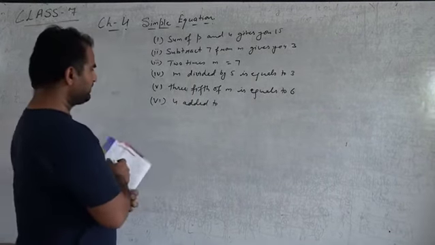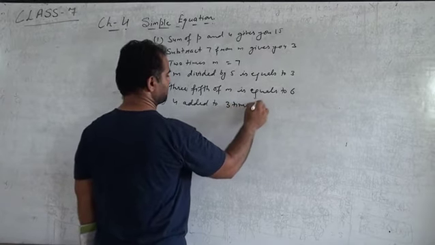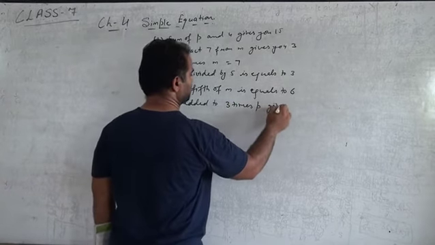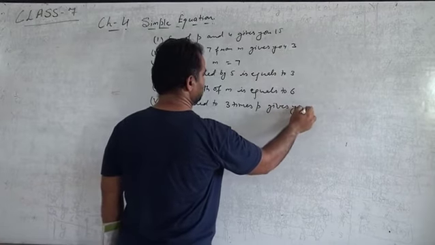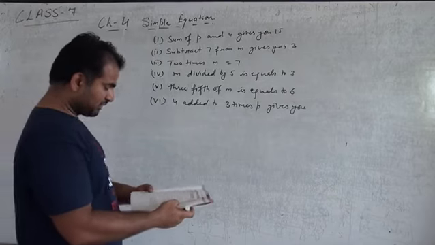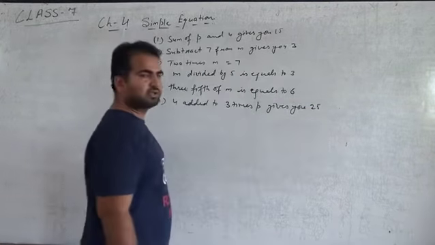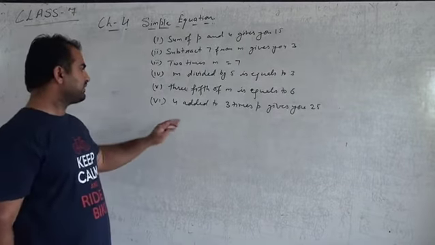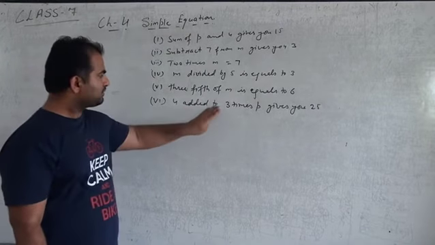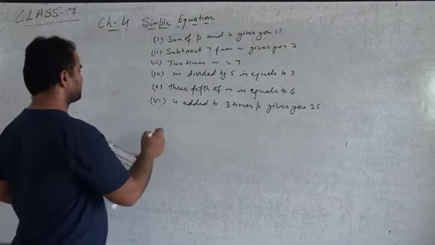3 times p gives you 25. Listen class, what I have written is 4 added to 3 times p gives you 25.